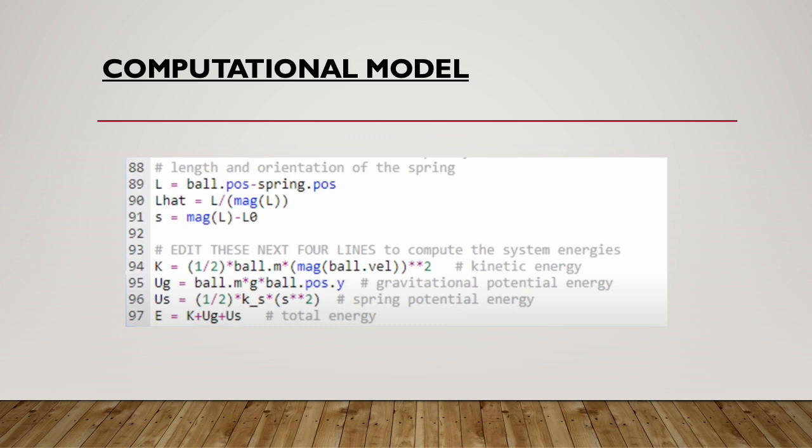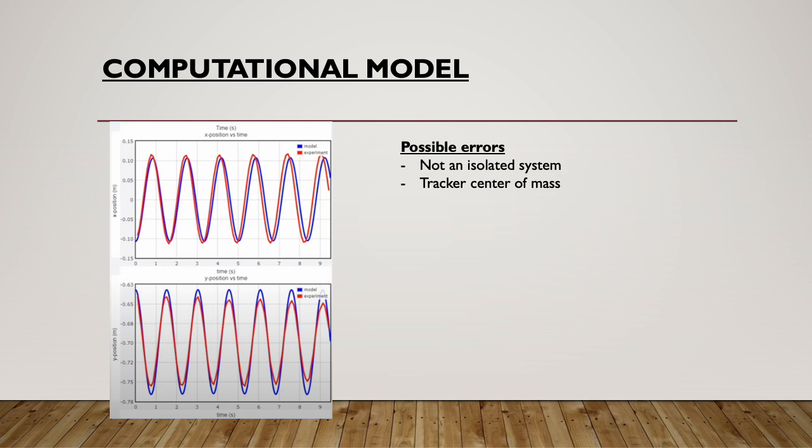As you can see here, a lot of these are just the energy equations that we were using before: kinetic energy, gravitational potential energy, spring potential energy, and then the total energy, like I drew on the second slide with all the formulas. These were the graphs I was able to take away from my computational model, which follow a pretty decent line and are very consistent with what I would expect.